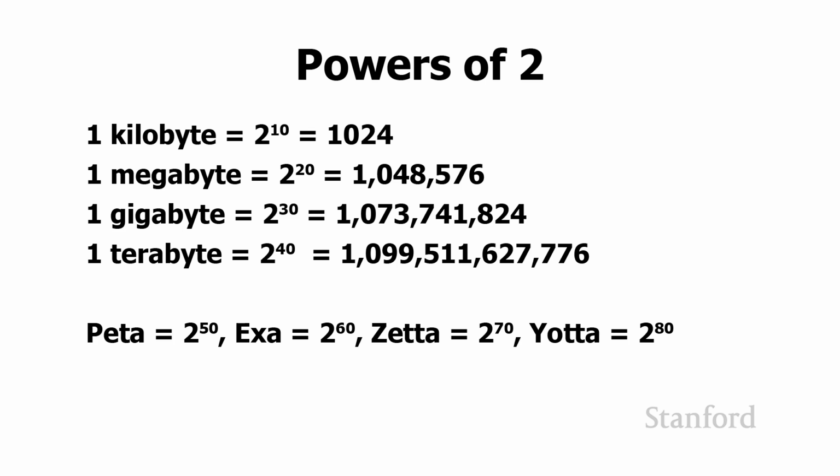All right, in the next lecture, we're going to take a look at what happens when things go wrong with our binary numbers.